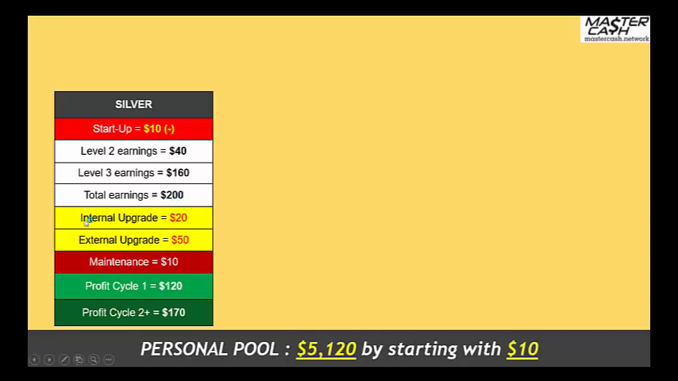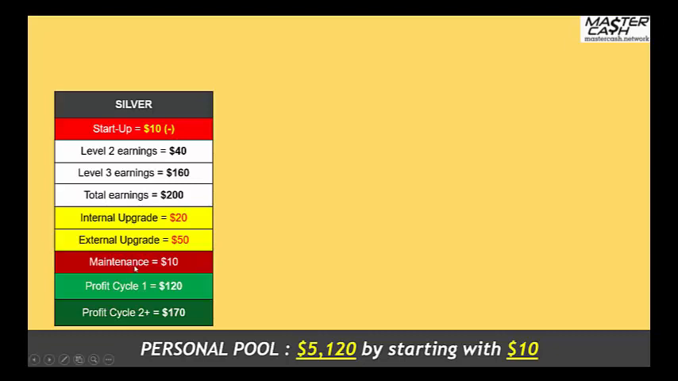Now in this, you have an internal upgrade of $20 you do. Internal upgrade has to do with you being able to move from level 2 to level 3, qualifying yourself to earn level 3. You will have to do an internal upgrade, that is moving from level 2 to level 3. That is where you pay $20 to an upline. Then we have an external upgrade you do, which is $50. That is moving from this silver matrix to the next matrix. You do an upgrade of $50, which we call the external upgrade from this matrix. That one is also paid to an upline in the system.